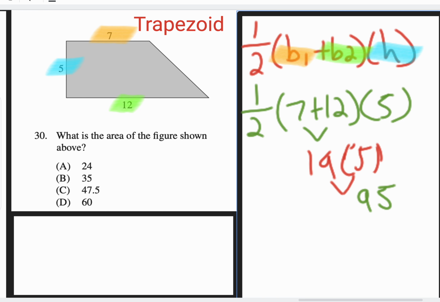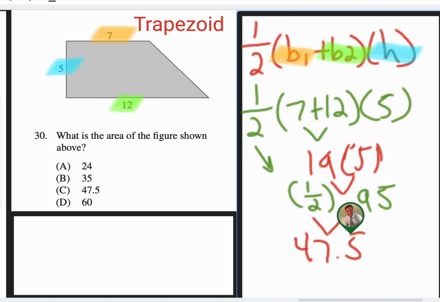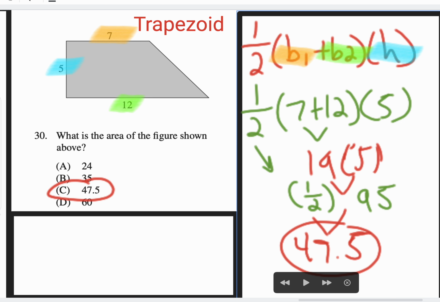Times 1/2. One half of 95. 1/2 times 95 will get us 47.5. 47.5 is our answer, or answer choice C. Here we can plug in our values from the figure into the trapezoid formula: 1/2 times base 1 plus base 2 times the height.